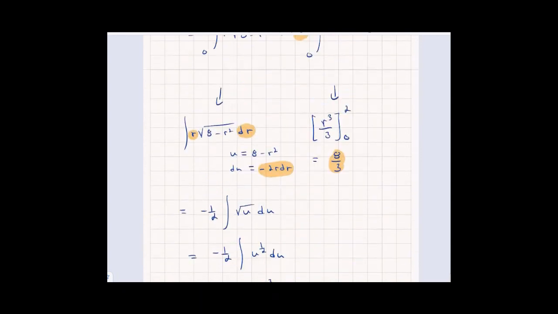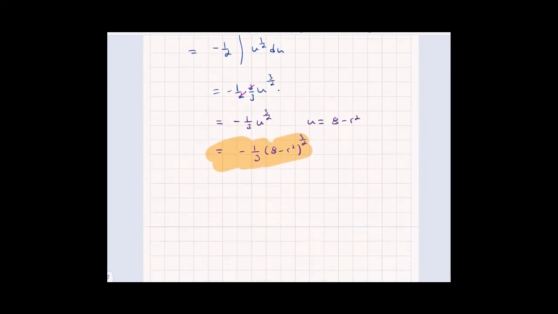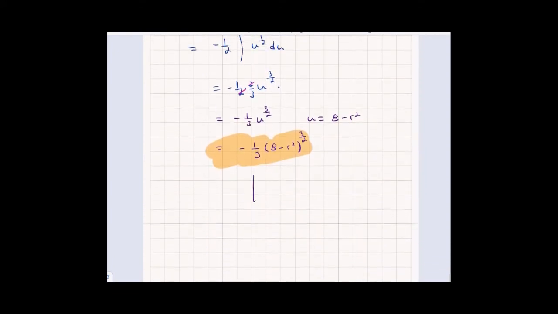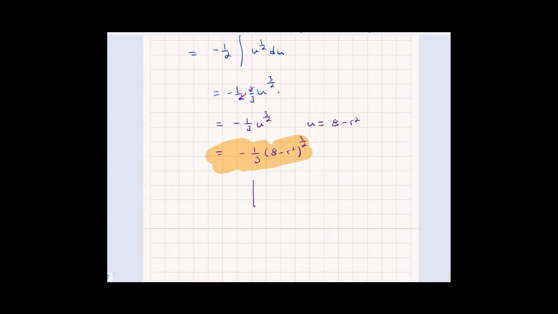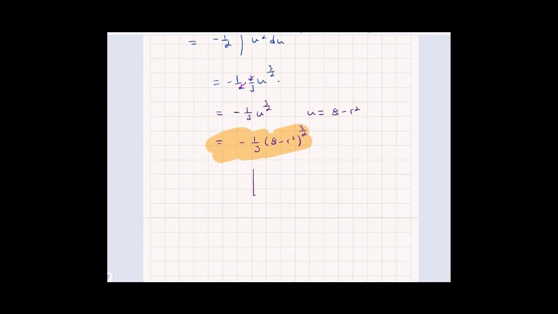antiderivative. It was not an indefinite integral, though. It was a definite integral with bounds from 0 to 2. So I now need to evaluate this thing from 0 to 2. Actually, I don't need to unsubstitute. I could have evaluated u going from, so u of 0 is 8 and u of 2 is 4, so I could have been saying u going from 8 to 4, but it doesn't matter. I can unsubstitute and use the normal r bounds. That's totally fine. I get the integral of negative 1 over 3, 8 minus r squared to the 3 over 2, going from 0 to 2.